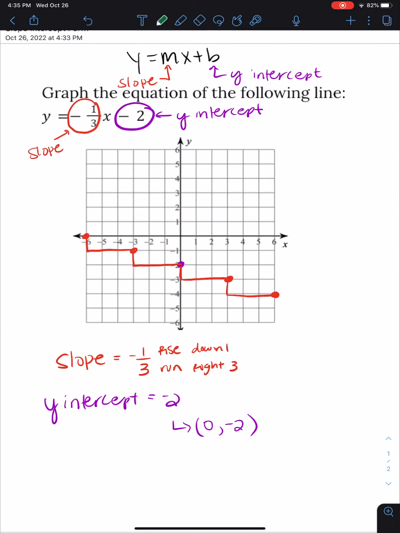Sorry. And then if you just connect the points, this is the line that represents the equation y equals negative 1/3 x minus 2. And I like to write it on the end, that way I can keep track of what this line is. So y equals negative 1/3 x minus 2.